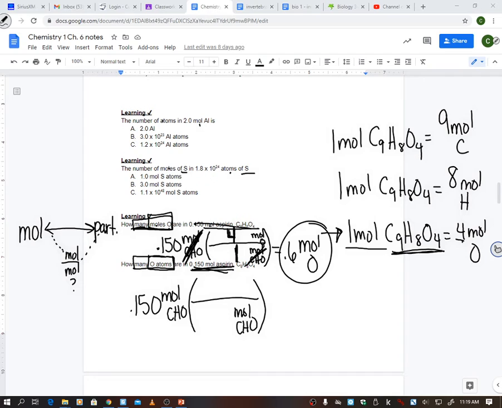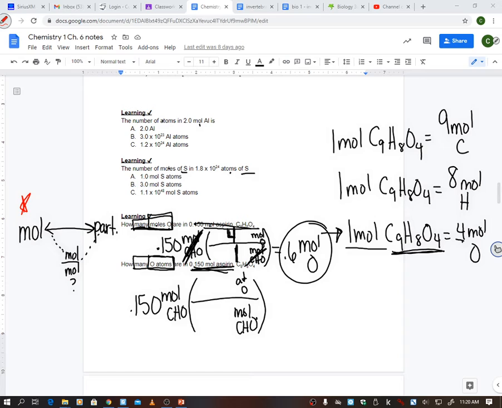Now, if I put atoms of oxygen on top, I cannot get from moles of CHO to atoms of oxygen. That's not possible. So what I show kids is, I have them write this down, well, not quite yet because we add to it, but I might have them write it down right here, leaving some space on each side of the mole and the particle.